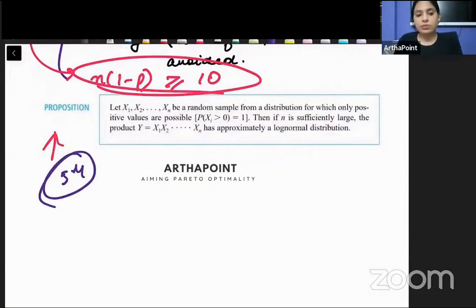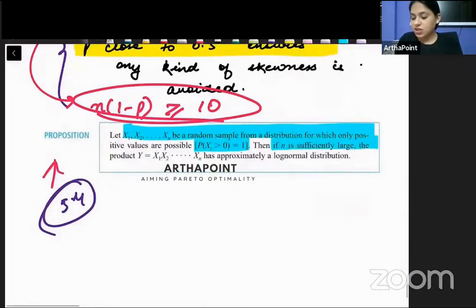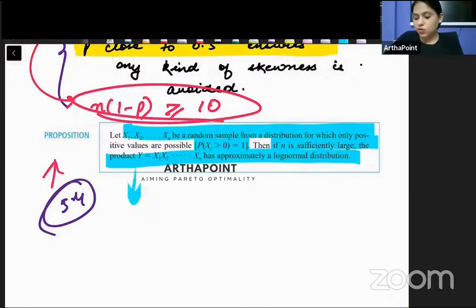So this proposition को एक बारी we can go ahead and study. Let X1, X2 till Xn be a random sample from a distribution with positive values. Probability of each Xi greater than 0 is 1. Then if n is sufficiently large, the product of Xi is approximately log normally distributed. This is just for your extra information.